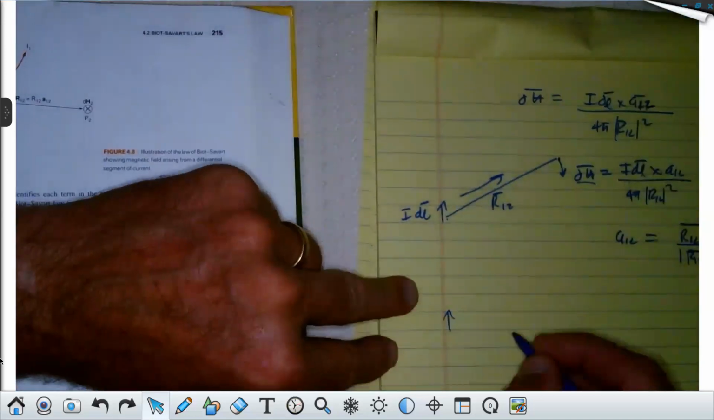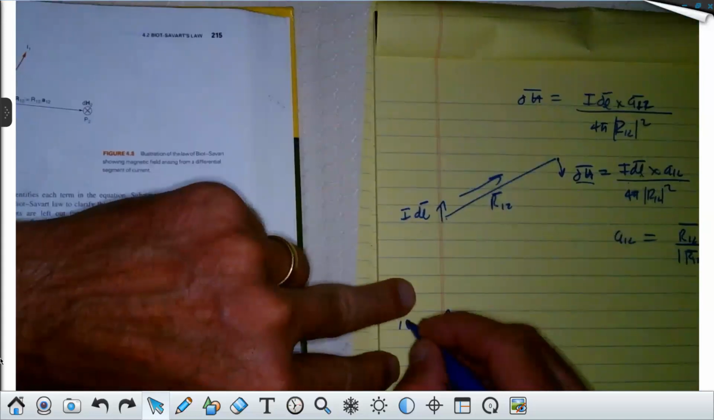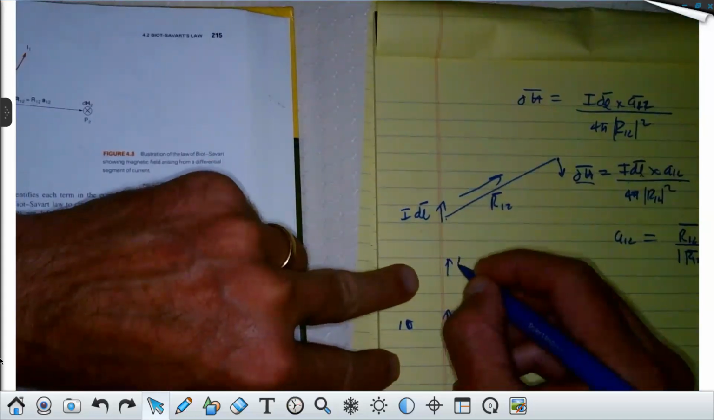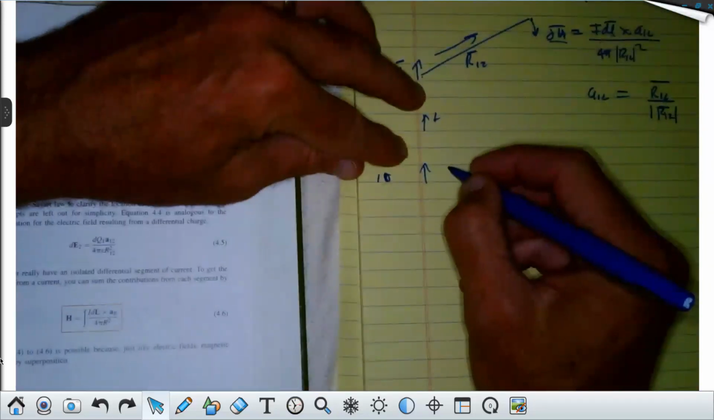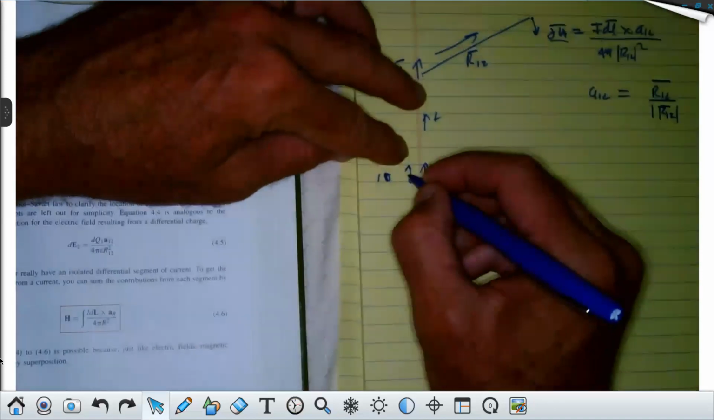Let's do it together. So if I have, say, 10 amps in the Z direction, and it's differentially thick, it's dz high, and I want the H field at the origin, 2 meters away, and make this angle 45 degrees, and I want to know what the differential H field is out here. We're going to do this problem together, okay?